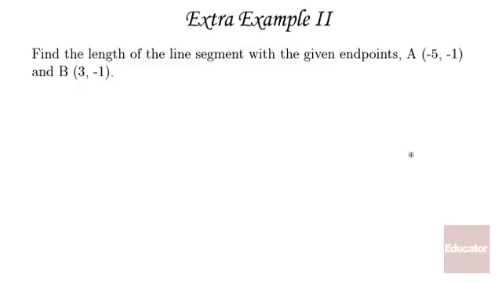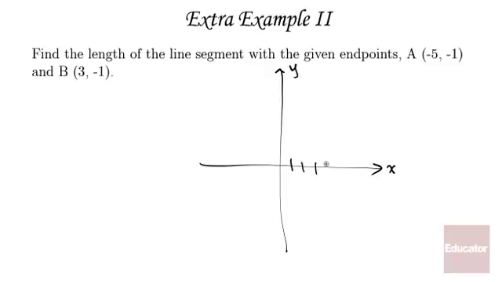Find the length of the line segment with the given endpoints. Okay, first I'm going to draw my coordinate graph, always label x and y. And let's put in some lines here. Try to make them as evenly spaced as possible. Mine aren't the greatest, but they're close enough. All right, A is at -5. So to the left 5, 1, 2, 3, 4, 5, and down 1. So here's A.